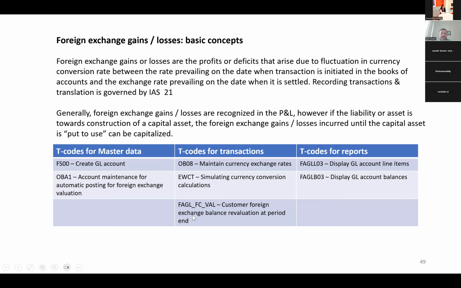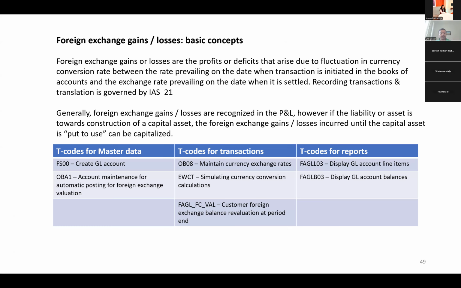Then FAGL_FCV, this is the transaction where we do the revaluation at the month end or year end. And there are some accounting entries which are posted, which we will cover in the next slides. And there are some reports, FAGLL03 and FAGLB03. You run these reports for your foreign exchange gain or loss accounts, and you can see what all transactions have been posted. You can double click the entry. You can further see whether it was related to a customer or a vendor.